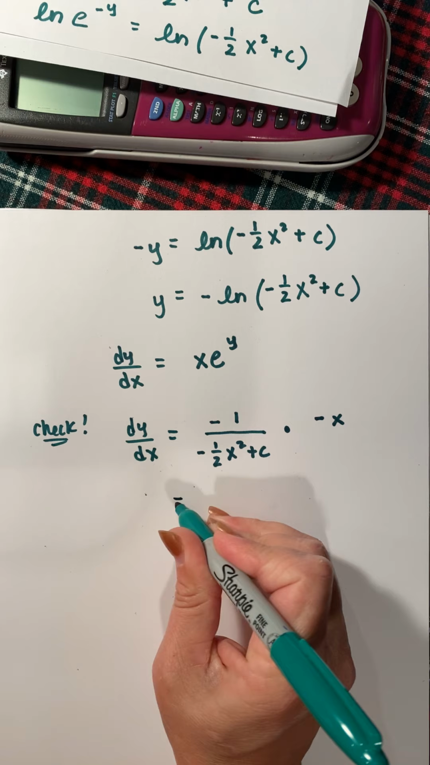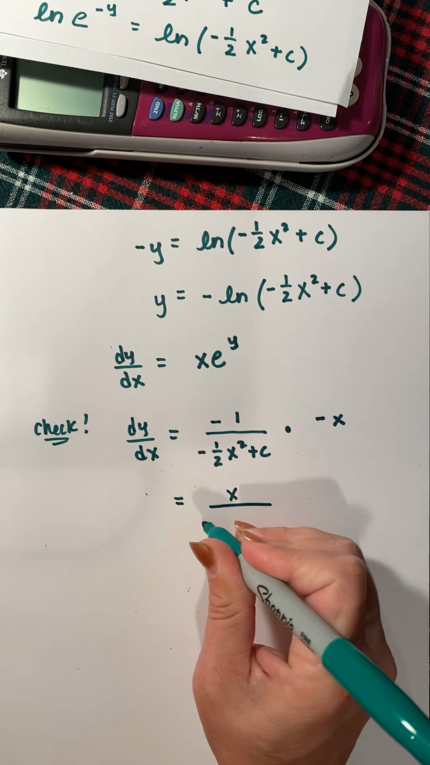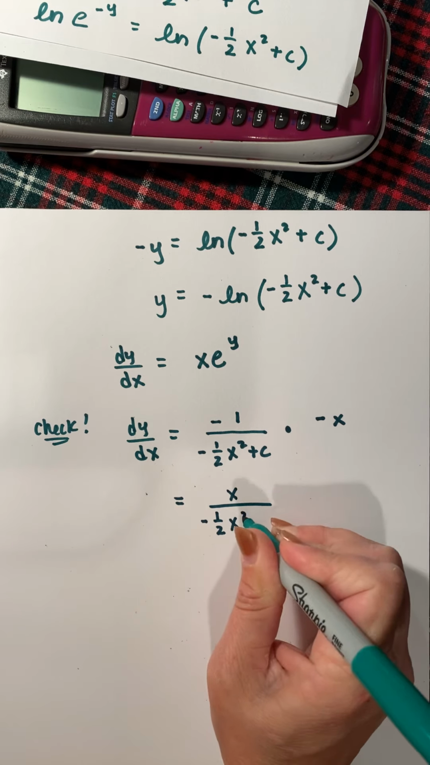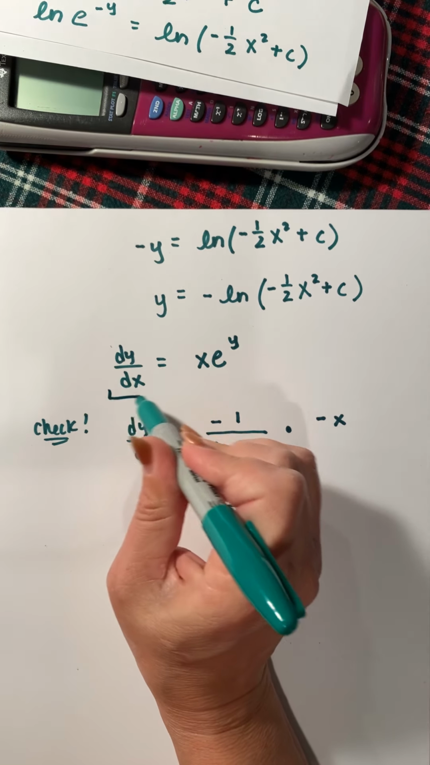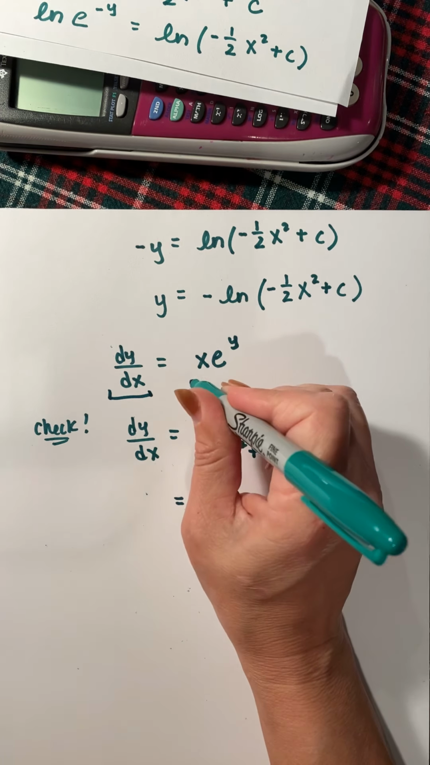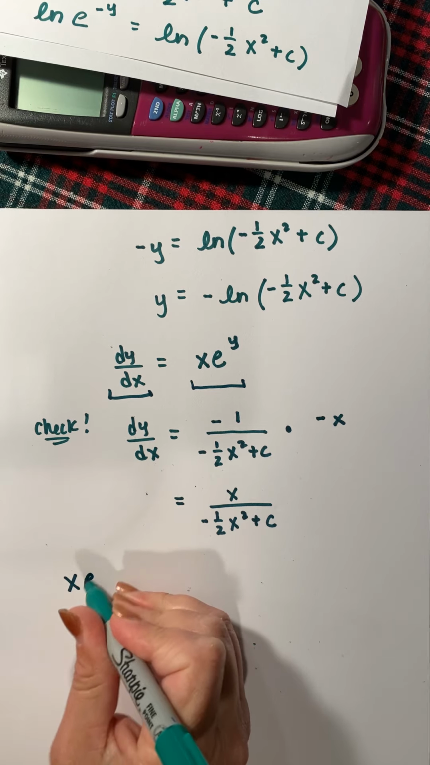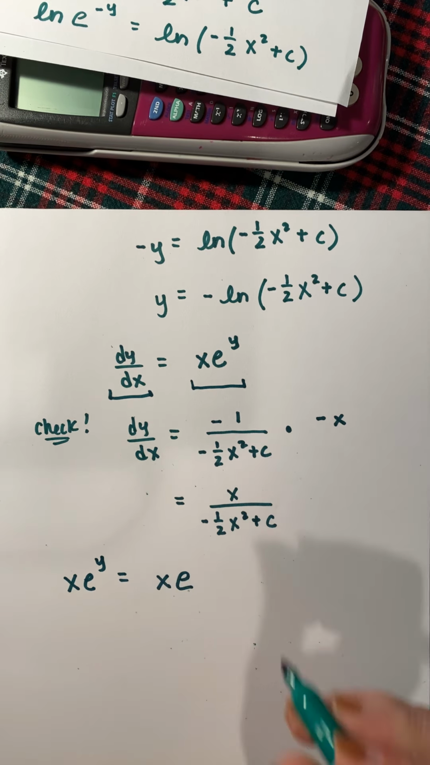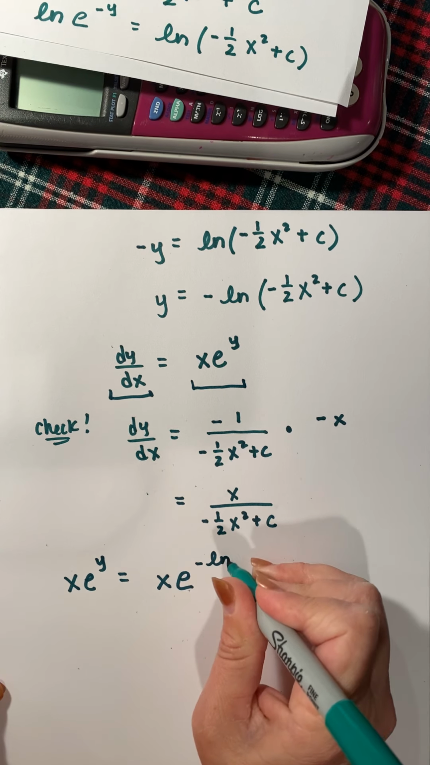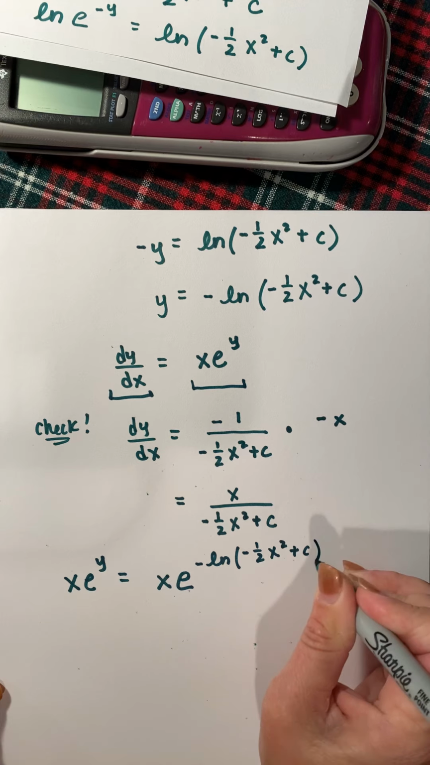So let's just clean this up a little bit. Negative 1 times negative x is just x over negative 1/2 x squared plus c. So that's the left-hand side of this differential equation. Now we want to get the right-hand side to look like this. What is x times e to the y? Well, x is just x. And y, we found to be the negative natural log of negative 1/2 x squared plus c.